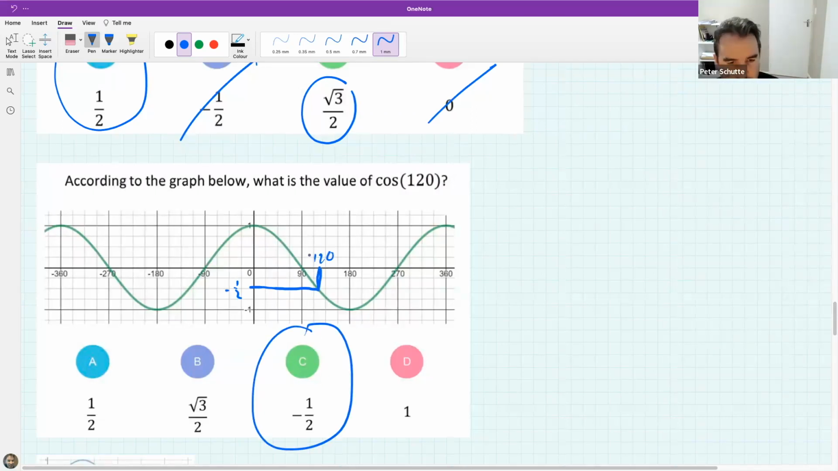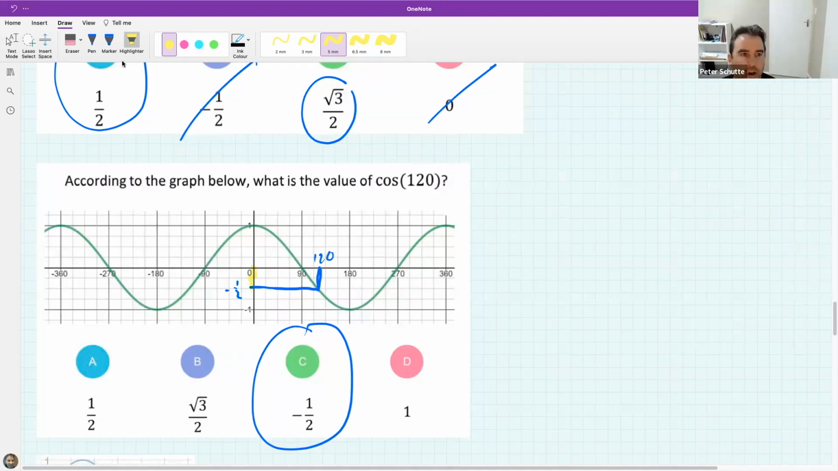Take a moment to see if you can understand that. So if you look on the domain, if you put 120 in, you come down to here, and you should be in line with, can you see how this is halfway down? Like this is half the way down to 1. And so the correct answer is going to be C.